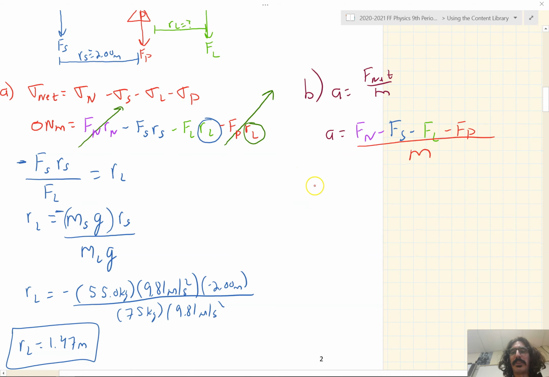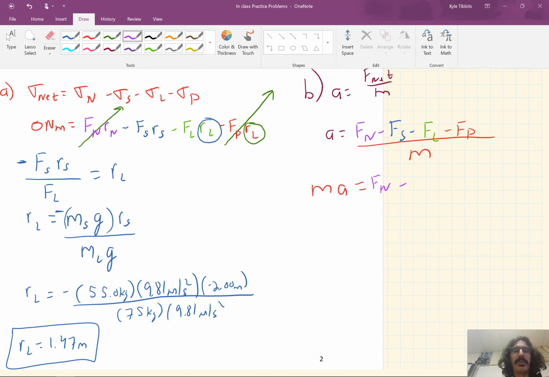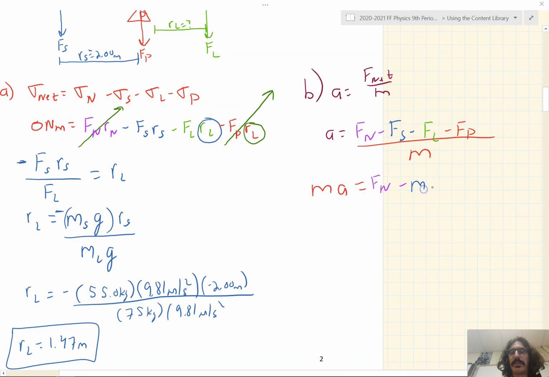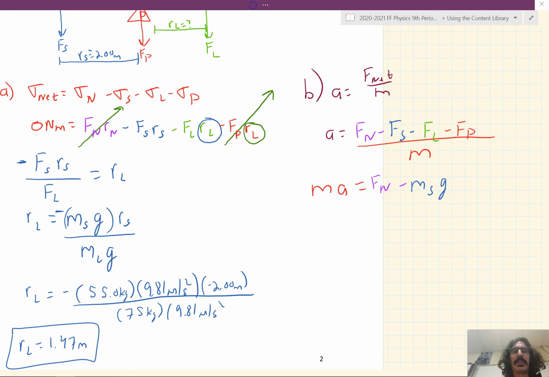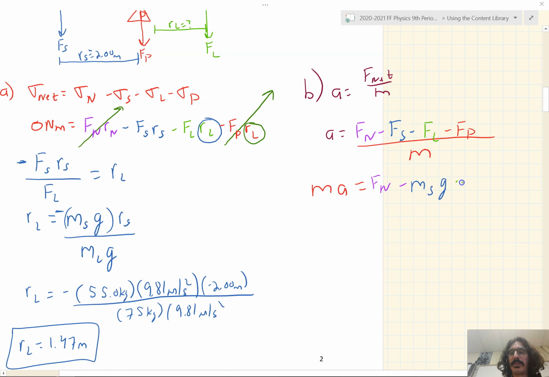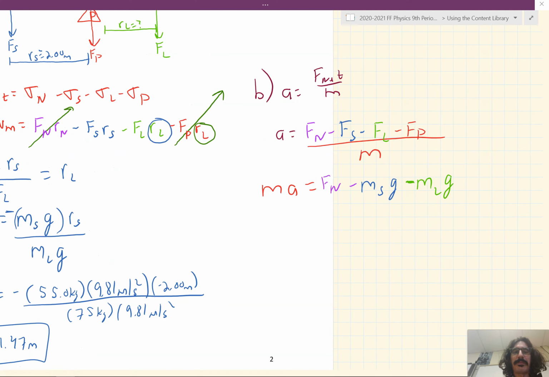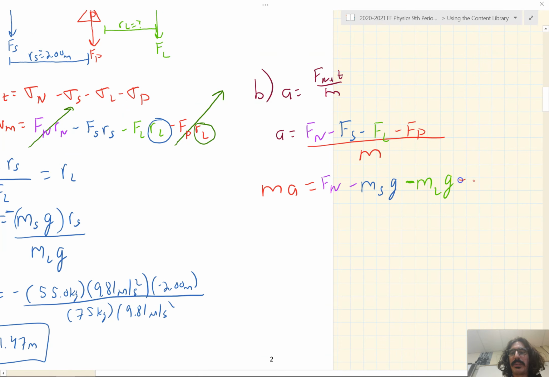If we multiply both sides by the mass, that gives us ma. And then what we can do is expand the force formulas for each object. So the normal force is what we're trying to solve for, minus the force of Sophie, that's m sub s times g, minus the force of Luca, which is m Luca times the acceleration due to gravity, minus the force of the plank, which again is the force due to gravity from the plank, so m sub p times g.